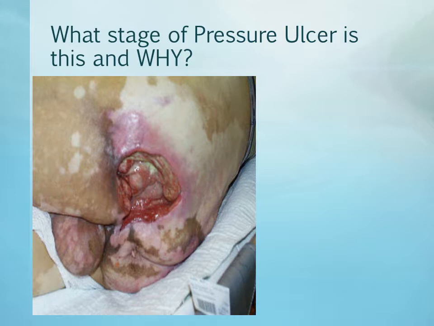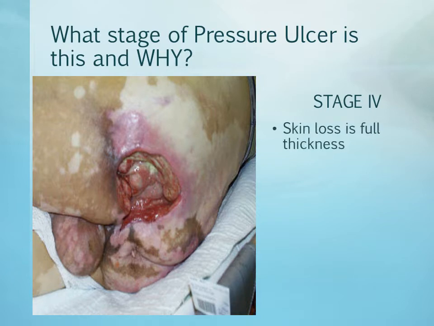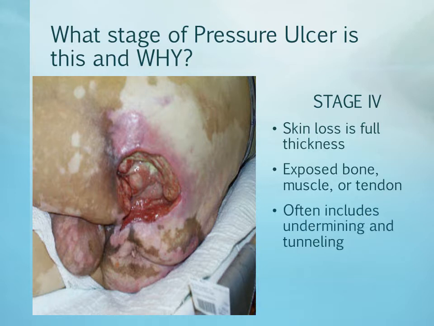So what stage of pressure ulcer is this one and why? This pressure ulcer is a stage 4. Because there is a full thickness skin loss, there is exposed bone, muscle, and/or tendon. It will often include undermining and tunneling, and slough and eschar are often present.